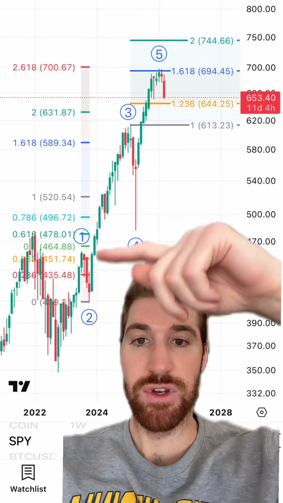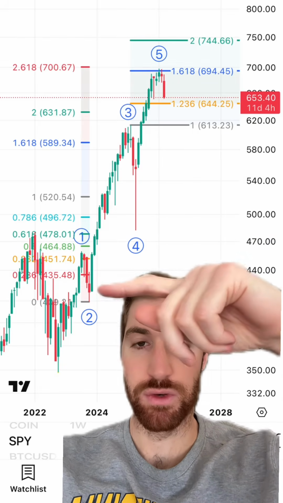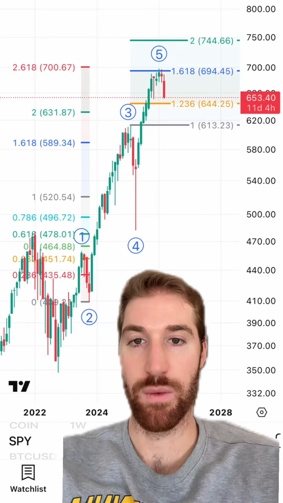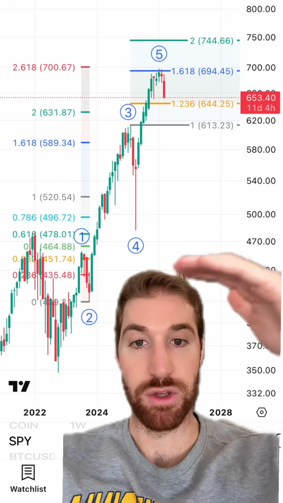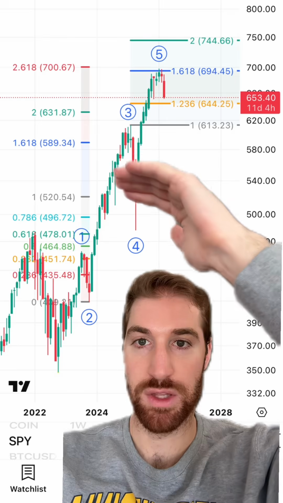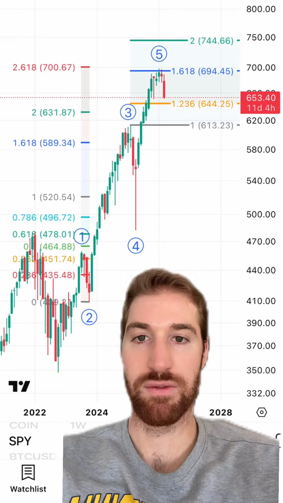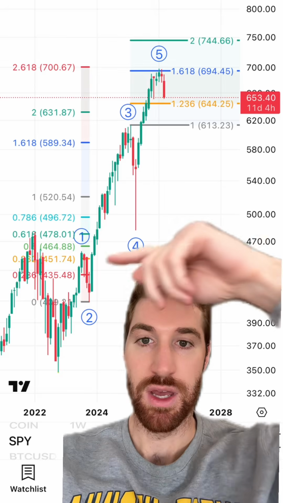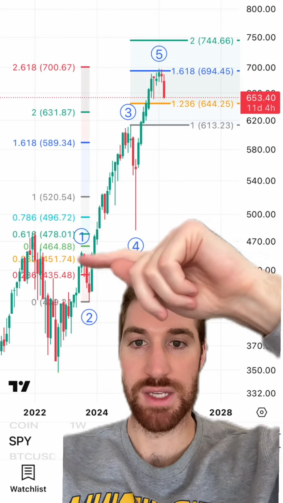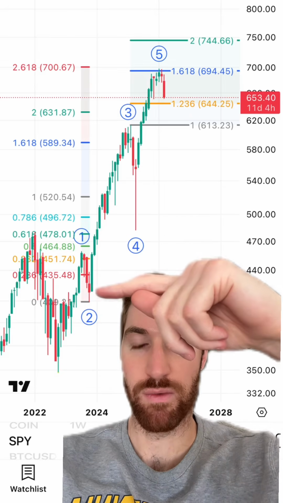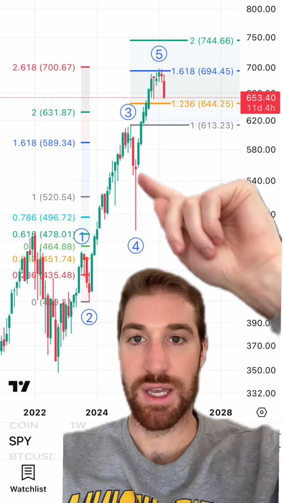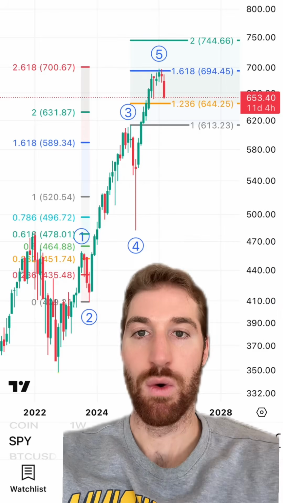So after you get the initial wave 1 and then the wave 2, the way that you can target out where a wave 3 can potentially top, so you can look for zones to take profit, is between the 1.618 and the 2 Fibonacci extension. It's a tool on TradingView called the trend-based Fibonacci extension. You take it from the bottom of wave 1 to the top of wave 1, and then you drag it down to the bottom of wave 2, and the wave 3 typically tops at the 1.618 or the 2.